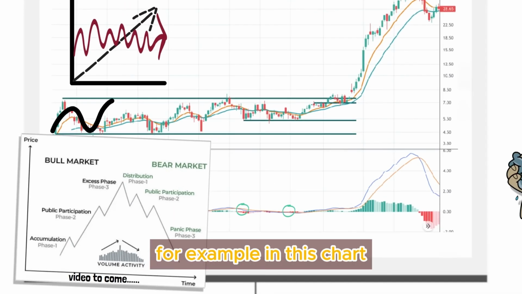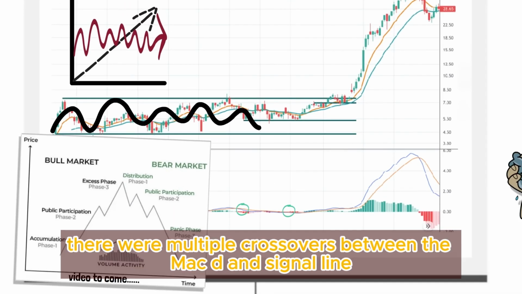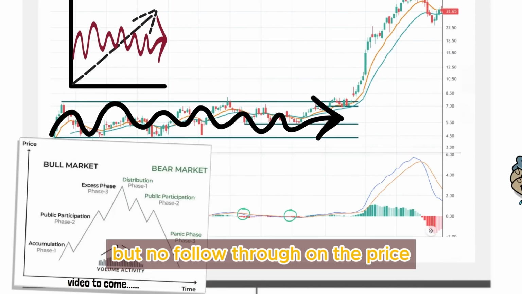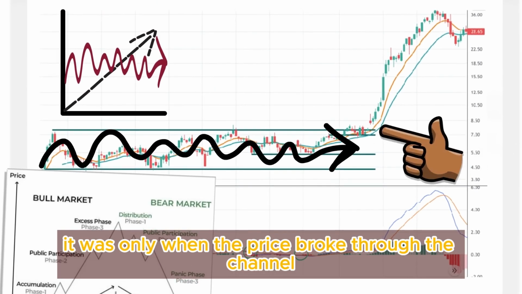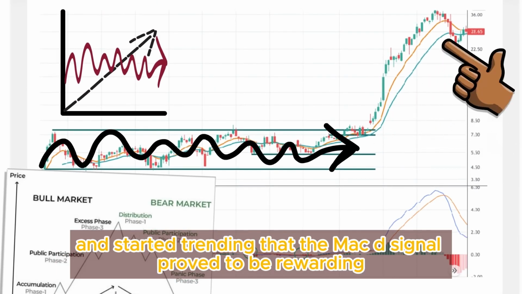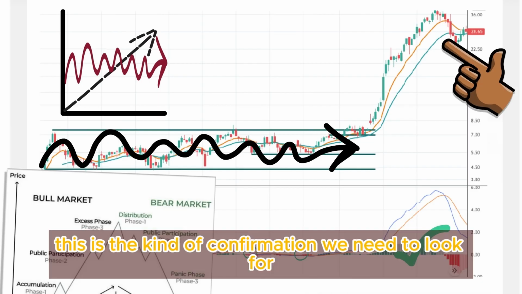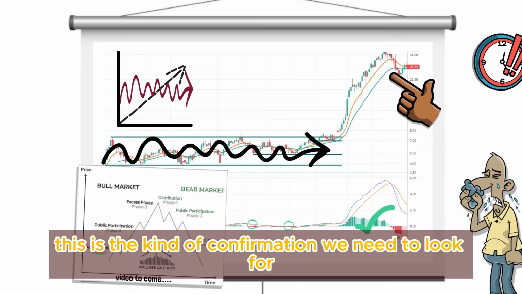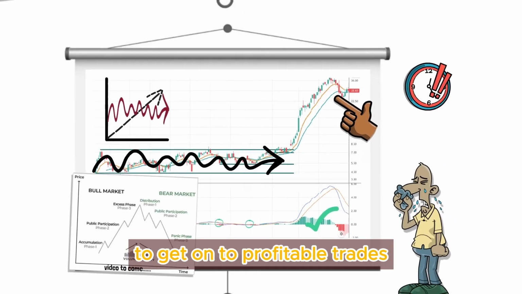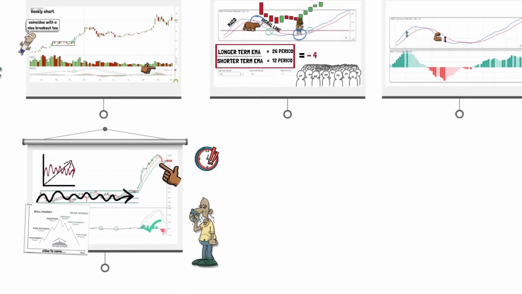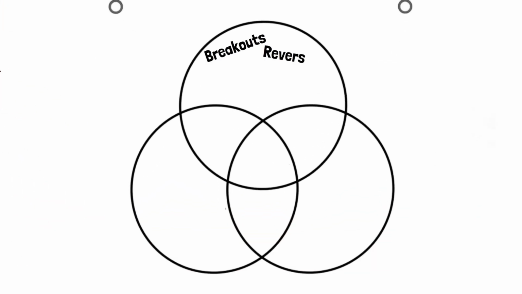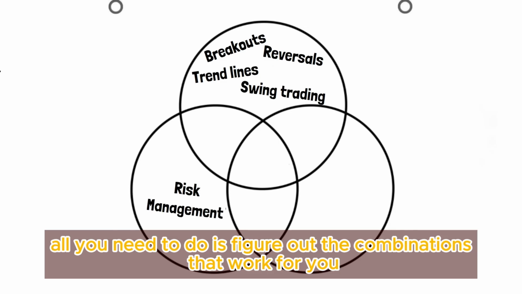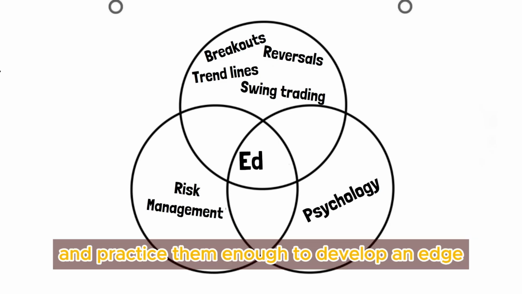For example, in this chart, when the price was range-bound, there were multiple crossovers between the MACD and signal line, but no follow-through on the price. It was only when the price broke through the channel and started trending that the MACD signal proved to be rewarding. This is the kind of confirmation we need to look for, along with the MACD signals, to get on to profitable trades. There would be numerous other ways to use the MACD indicator to complement your trading. All you need to do is figure out the combinations that work for you and practice them enough to develop an edge.